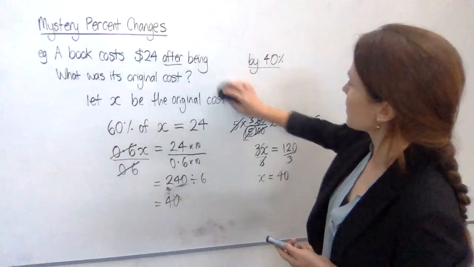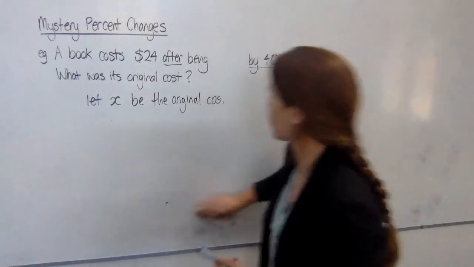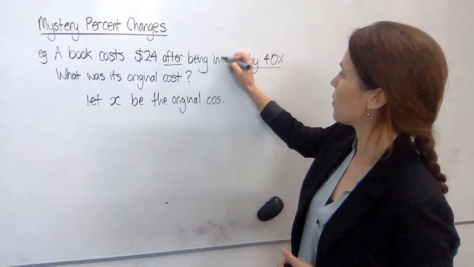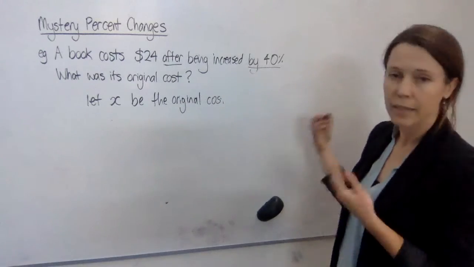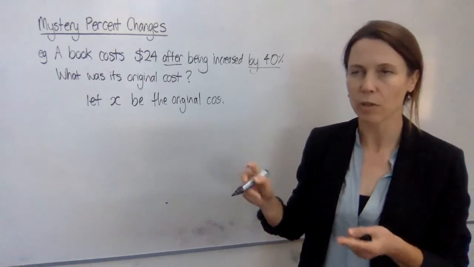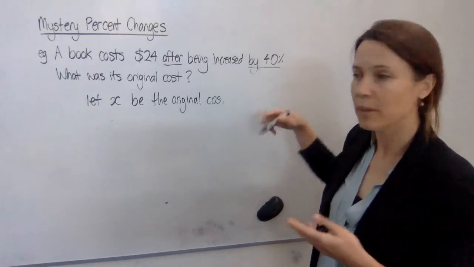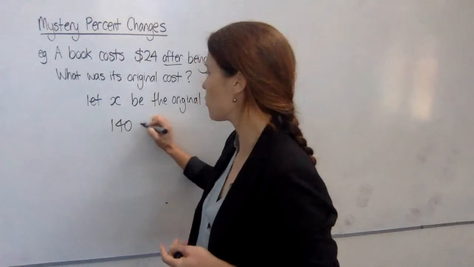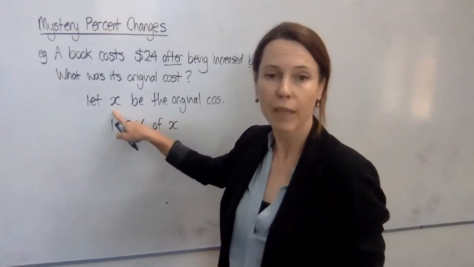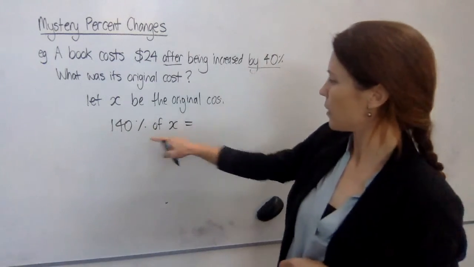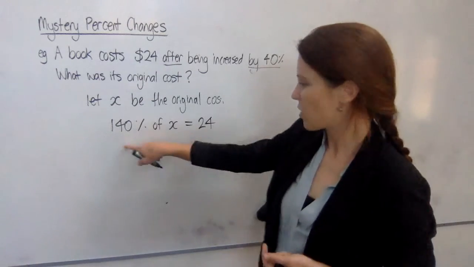All right, what if we had a similar question, but instead of reducing it, maybe it had been increased. Maybe the book has gone up by 40%. Same method. Think to yourself, what did it used to be? It used to be 100% of itself. It's gone up by 40%, so it's now 140% of what it used to be, x. And what is it now that it's gone up 140%? $24.